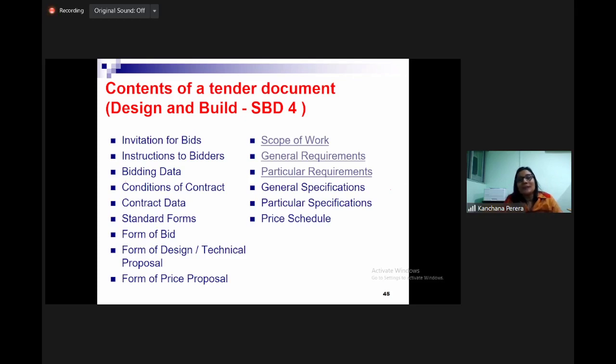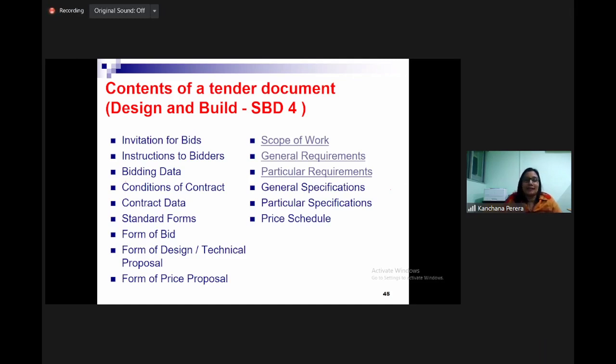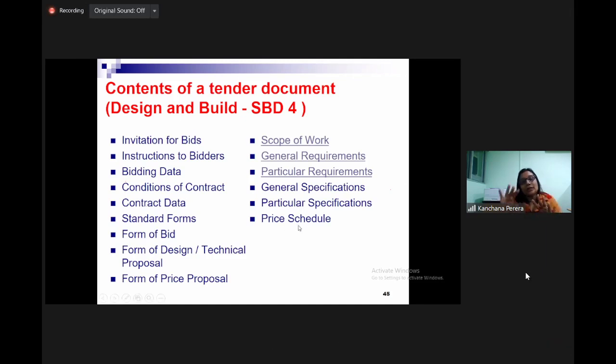Then general specification was there, particular specification was there, then price schedule was there for them to price, right? So price schedule is just like a schedule of rates. No quantities. It comes with the descriptions, a breakdown, and it gives the rate column only. So you can see when you do a tender according to SBD 04, this client requirement section is very important.